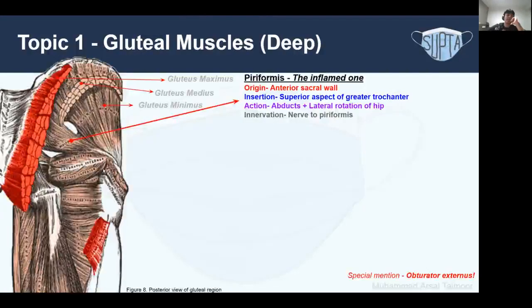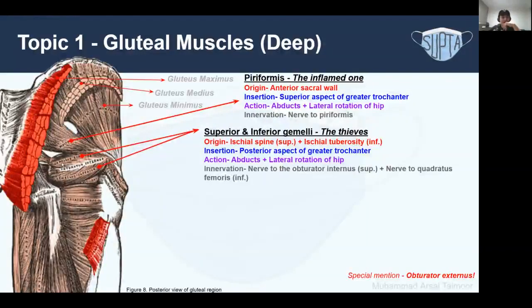So now you're taking what the gluteus maximus does, and then you're taking what the medius does. It abducts and it laterally rotates. And its innervation is just the nerve to the piriformis, which is very easy to remember.